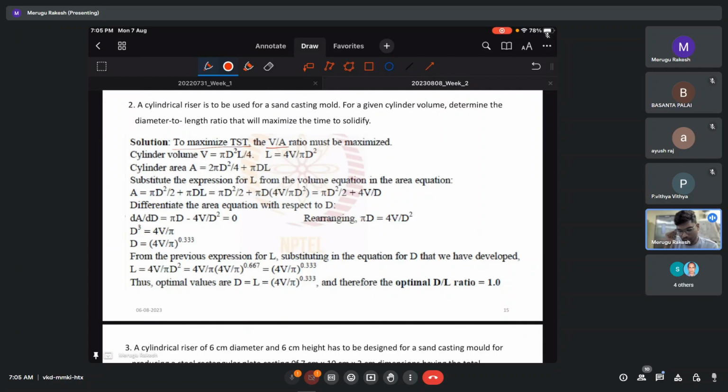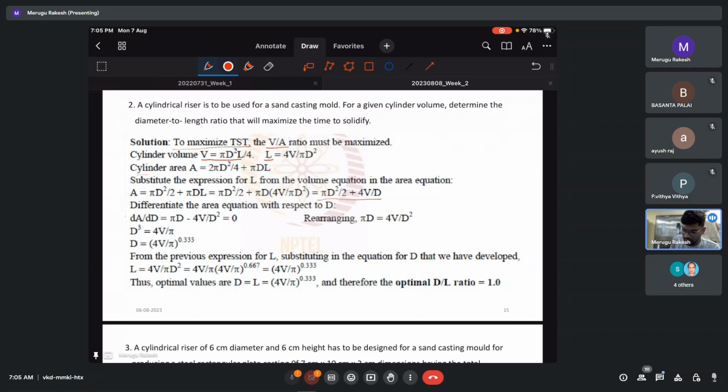Then we have a cylinder volume and a cylinder area. We substitute the expression for the volume into the area equation. So what we do is we write volume in terms of length, that is L is equal to 4V by pi d square, and we substitute this L in the area. Why are we doing that? So that we avoid the L value. In the final equation of area, there will be no L value.